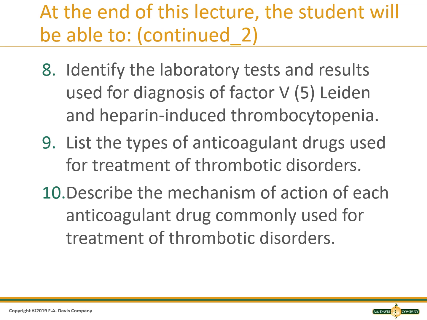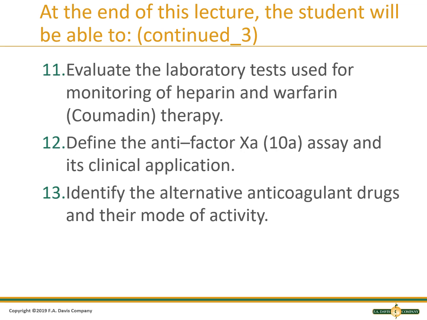Identify the laboratory tests and results used for diagnosis of factor V Leiden and heparin-induced thrombocytopenia. List the types of anticoagulant drugs used for treatment of thrombotic disorders. Describe the mechanism of action of each anticoagulant drug commonly used for treatment of thrombotic disorders. Evaluate the laboratory tests used for monitoring of heparin and warfarin therapy. Define the anti-factor 10A assay and its clinical application. Identify the alternative anticoagulant drugs and their mode of activity.